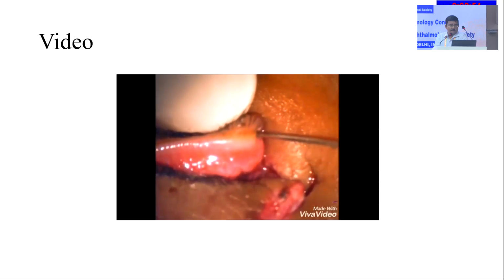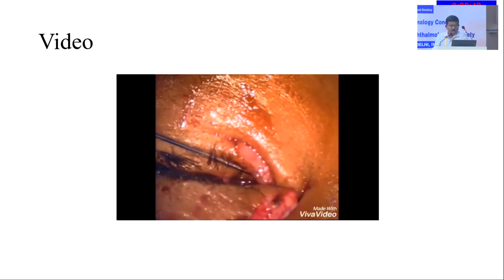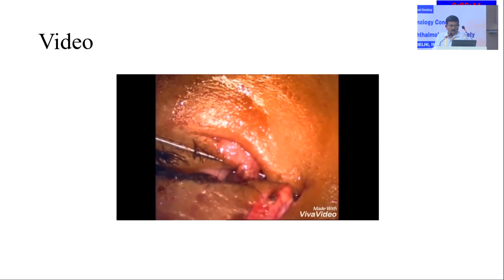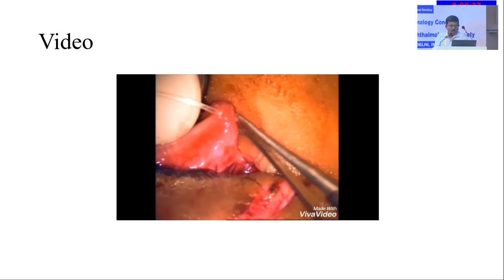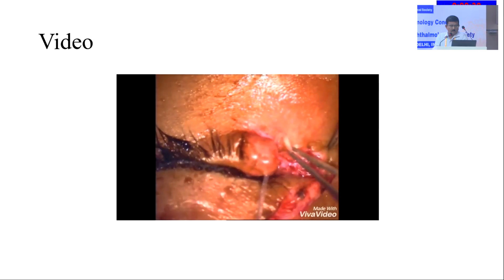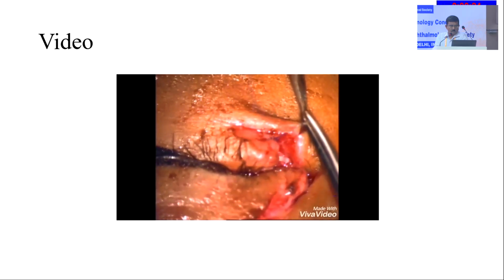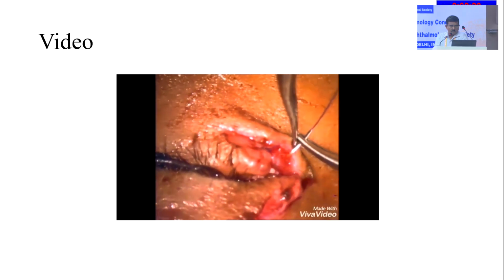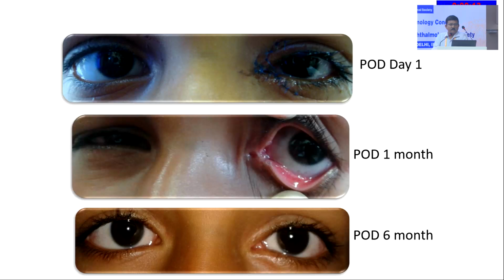The same procedure with upper ear canaliculi. It is engaged with minimum of... Yeah, and this is a picture of POD 1. Middle one is POD 1 month, and at the 6 months.